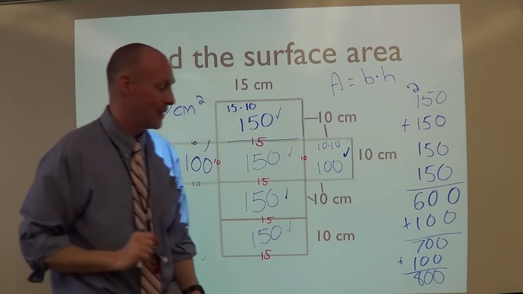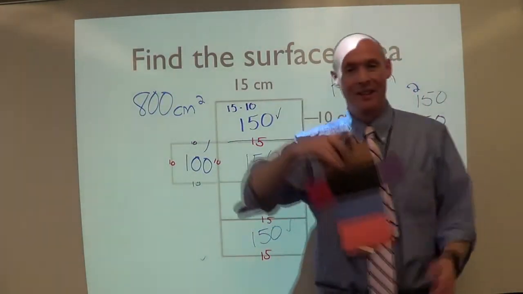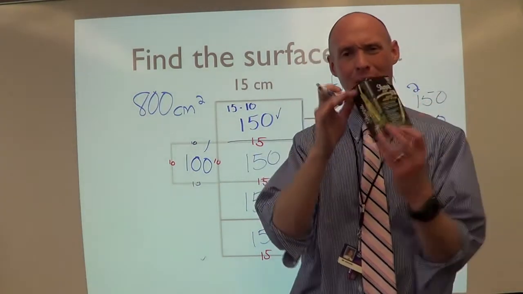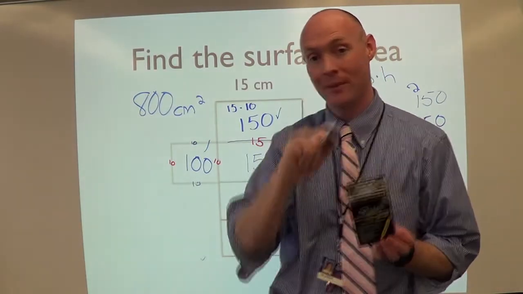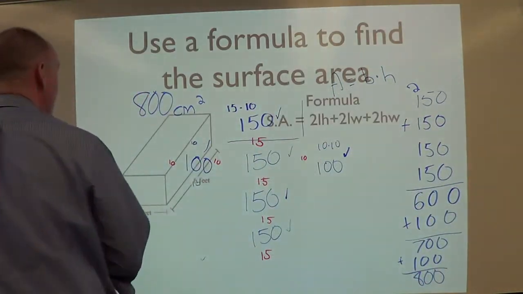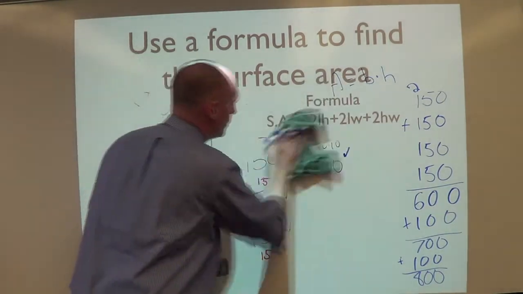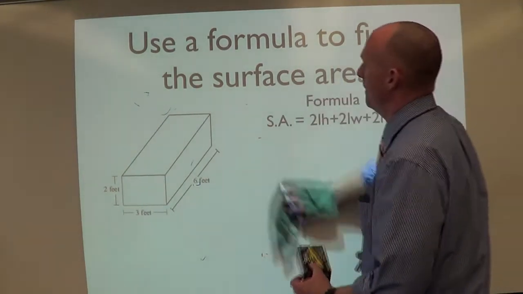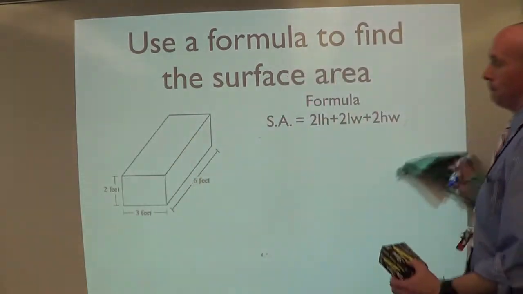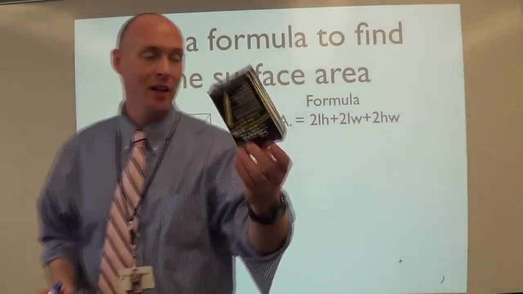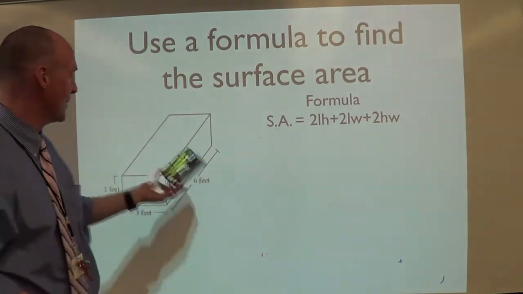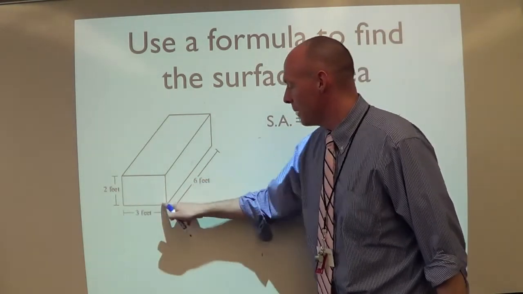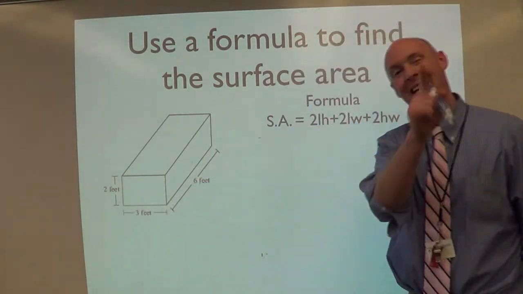I got another one though. That's what we do if we had a net. But what if we were given a rectangular prism to solve for? I got a formula. Let's make sure we get it down. Here I have a rectangular prism, a little bit bigger than this one, but same type of idea. It is 2 feet tall by 3 feet by 6 feet. And here is my formula.